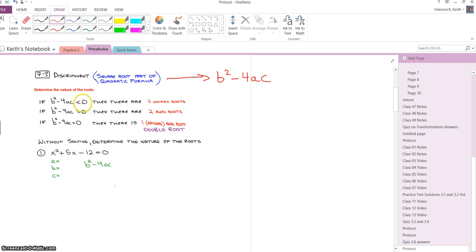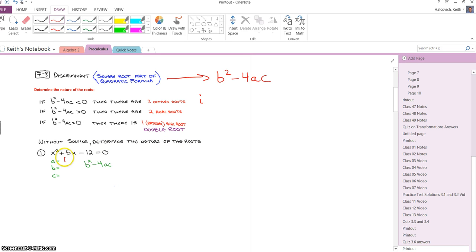It could be negative, or less than 0, which means you have two complex roots, which means you have an i. If it's greater than 0, then you have two real roots, which means obviously they're not imaginary numbers. And if it's equal to 0, you have one real root, which is what's called a double root. So without solving the equation, we could determine the nature of the roots.